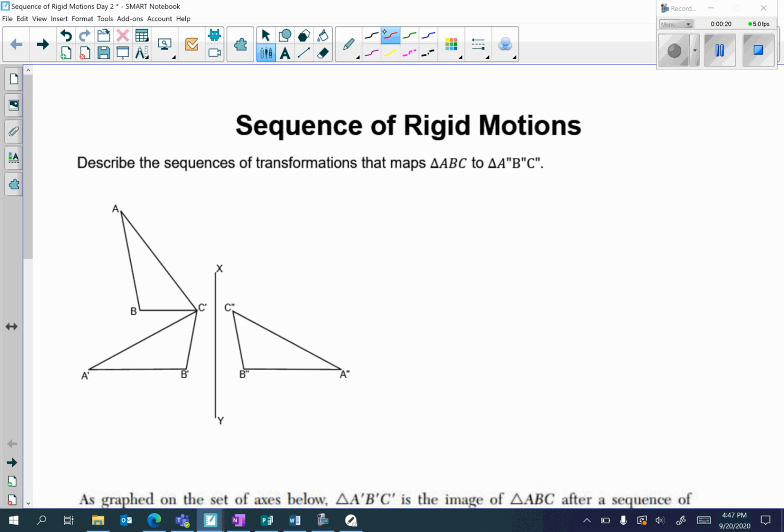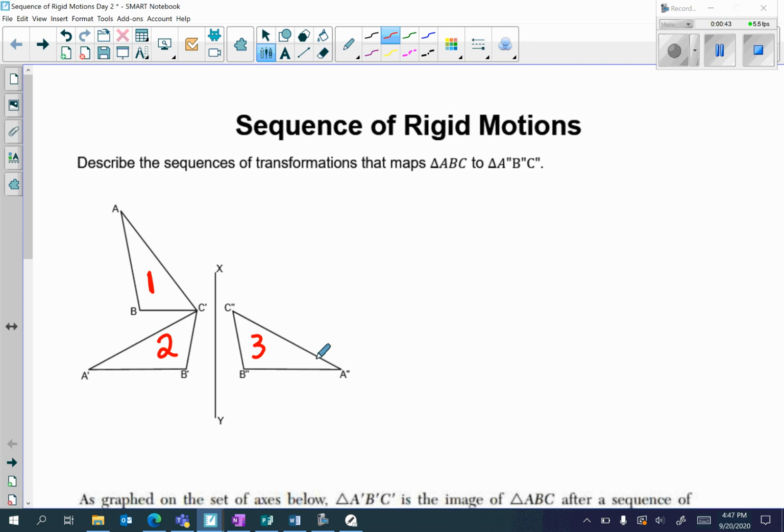So the first thing I'm going to look for is ABC. I'm going to put a 1, that's my pre-image. Then it's going to A prime, B prime, C prime. And then finally, my image of A double prime, B double prime, C double prime. So let's take a look at what's happening.